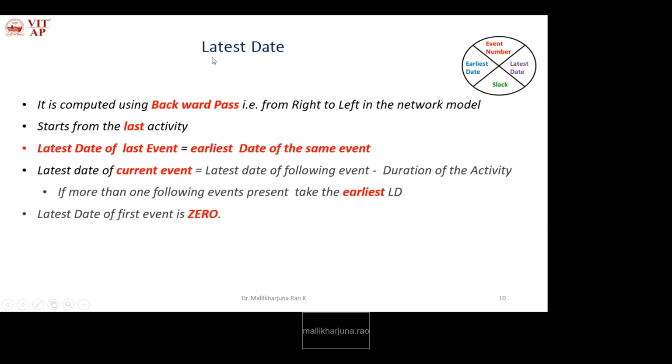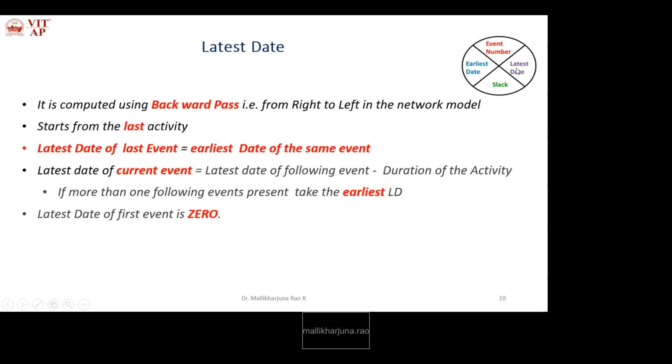The next one is the latest date. We need to find the latest date for every event. How do we calculate the latest date for every event? It is computed using a backward pass, that is from right to left in the network model, starting from the last activity. The latest date of the last event is the earliest date of the same event, for the last event only.